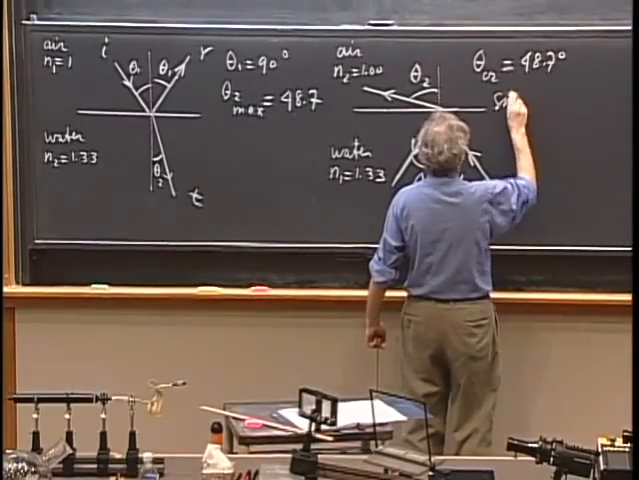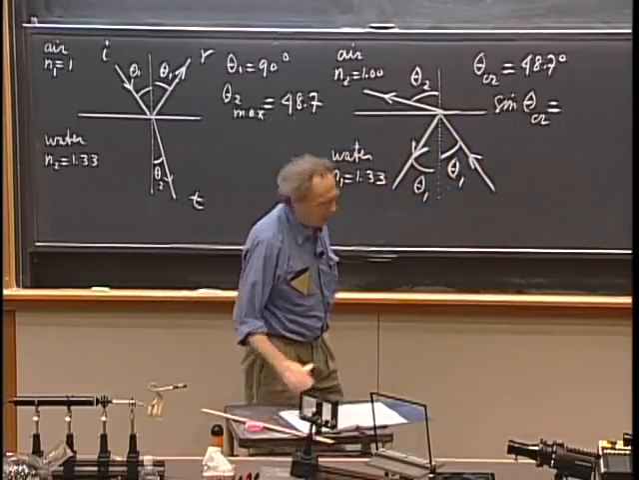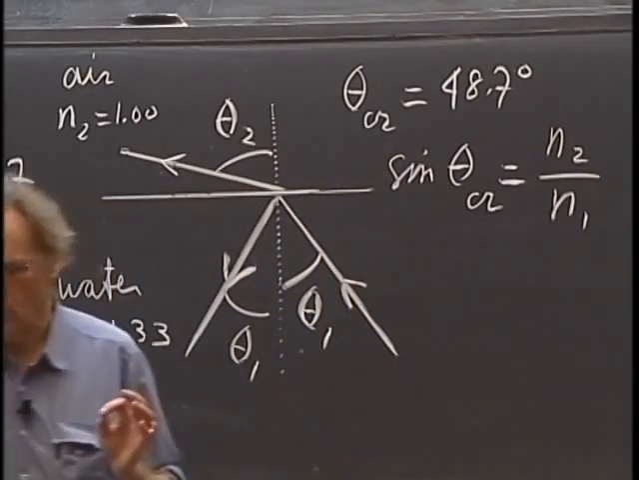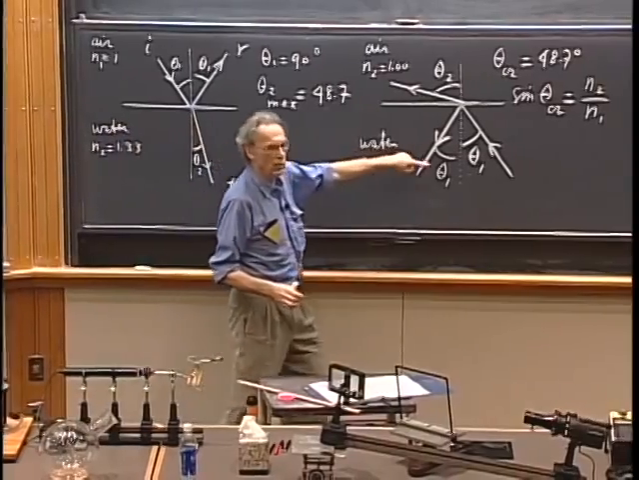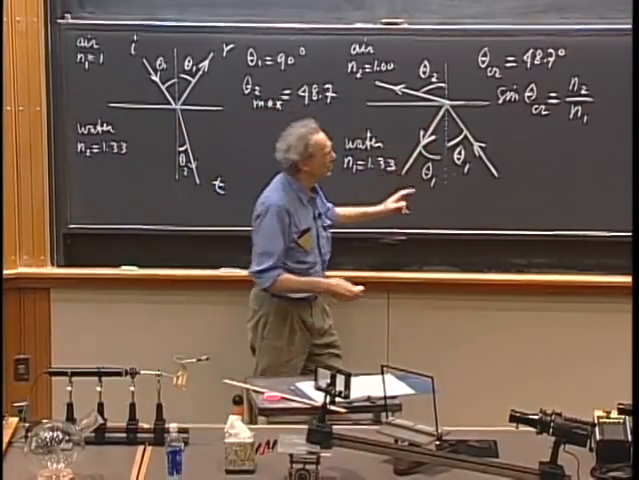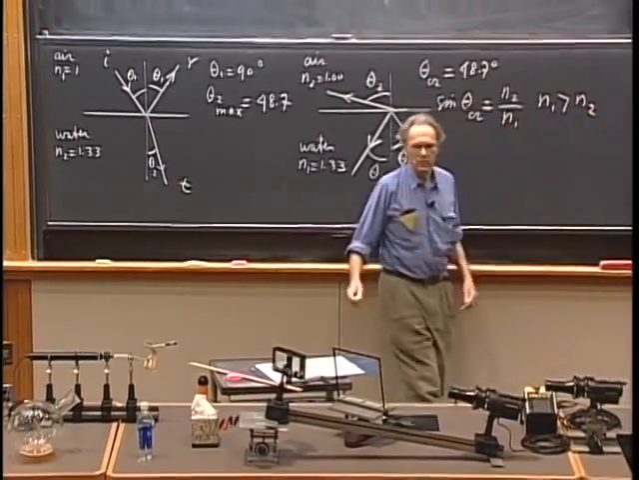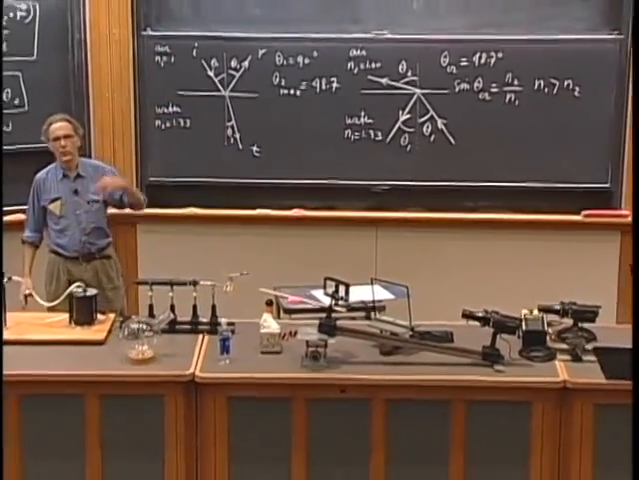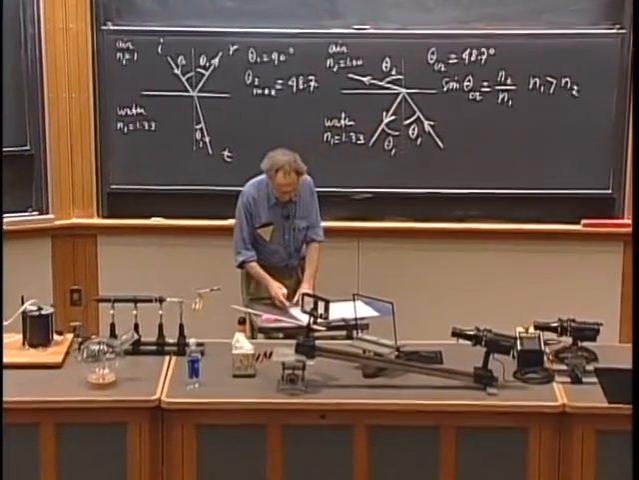And you'll find that the sine of the critical angle is N2 over N1. And this is only meaningful if N1 is larger than N2. There is no critical angle in the other situation. There is only a critical angle that means total internal reflection if N1 is larger than N2. We say that as physicists, you have to go from an optically dense medium to an optically less dense medium. That is when you can have total reflection here at the surface.